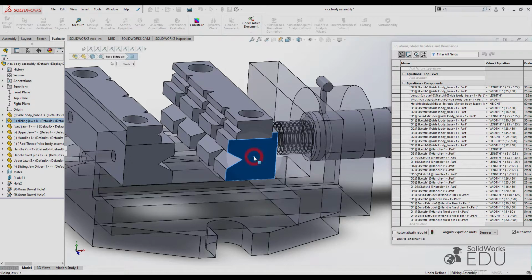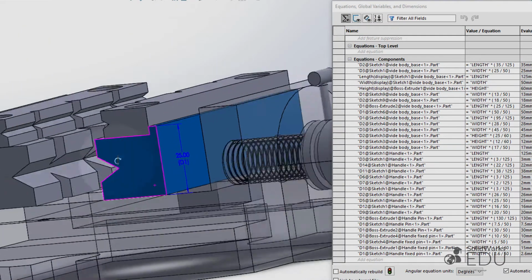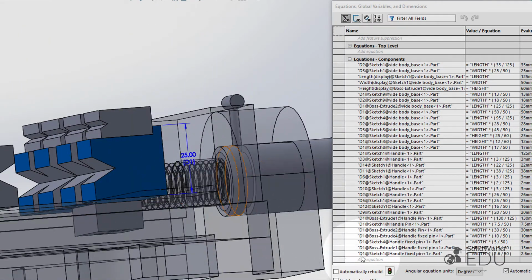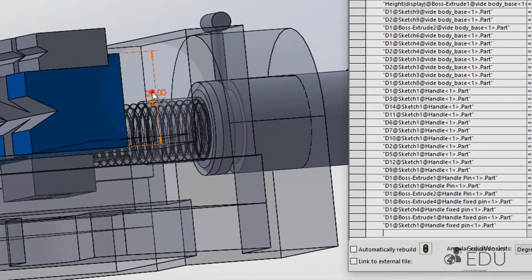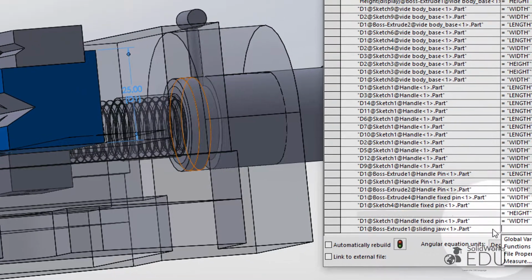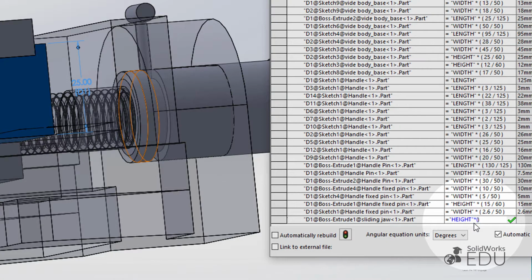Double click on this surface and go here with the cursor, select Add Equation, select the dimension, global variables, height, times, parentheses, 25/60.